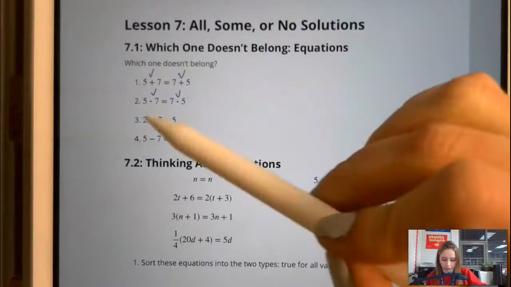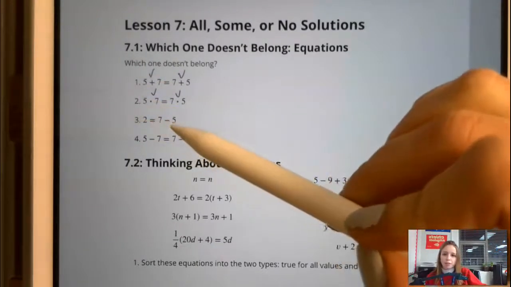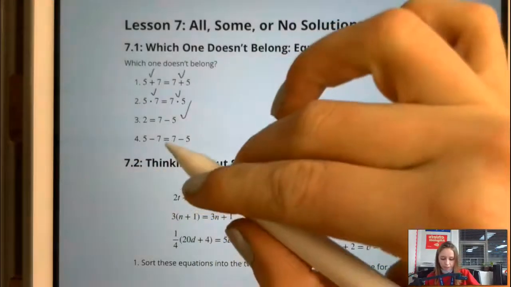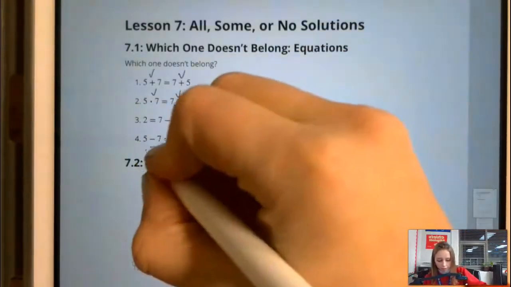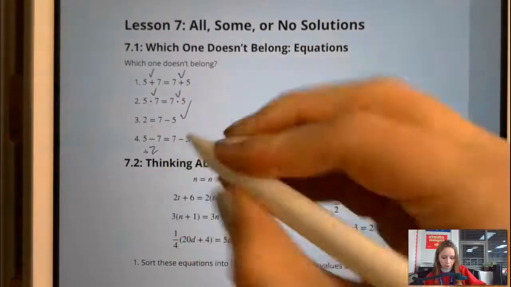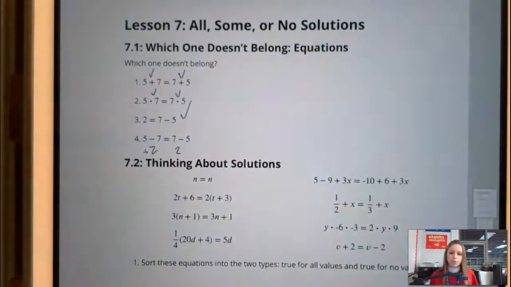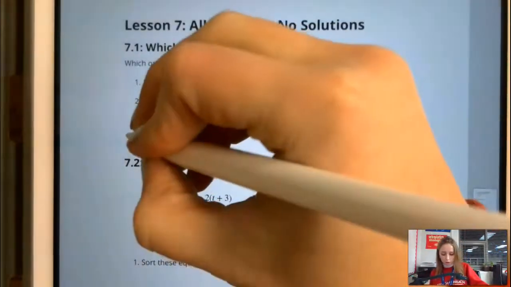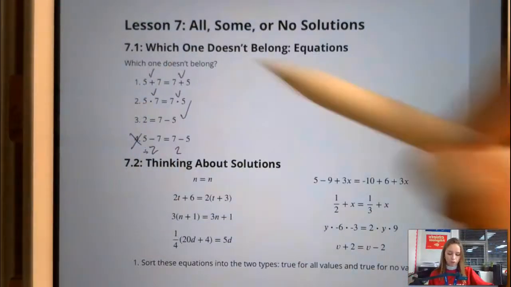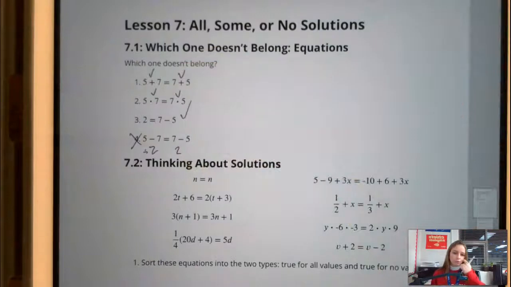Alright, so now this says 2 equals 7 minus 5. Well, 7 minus 5 does equal 2. So this one marks off as well. Alright, now this last one, 5 minus 7, that would equal a negative 2. And then 7 minus 5, well, we know that from up above here, that equals a positive 2. Now, does negative 2 equal positive 2? No. So 4 does not belong there. All of these were true statements except number 4.